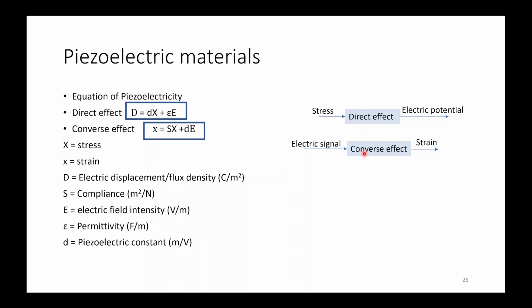Now, as already told, in direct effect, stress will be converted into electric potential. In converse effect, electric signal will be converted into strain. So, we are measuring strain in converse effect. And D is the electric displacement that we will be calculating.